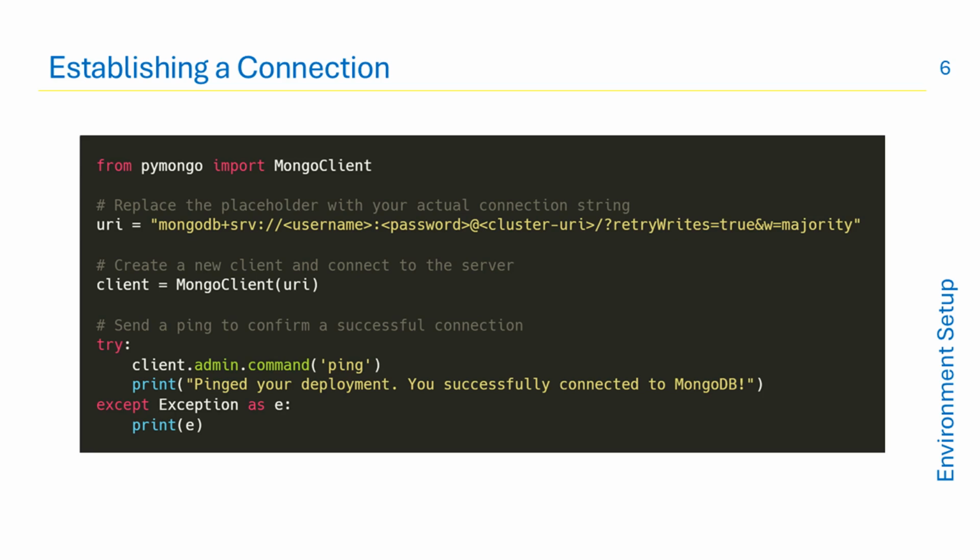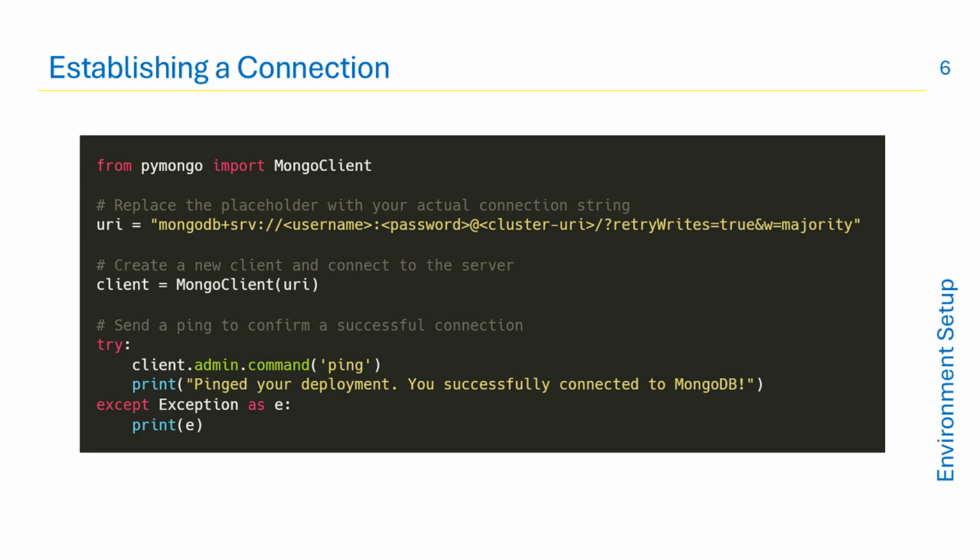With the setup complete, let's establish a live connection to our MongoDB cluster. The first step in our code is to import the MongoClient class from the pymongo library. This class will manage our connection. Next, we need our unique connection string or URI. You can get this directly from the MongoDB Atlas user interface.